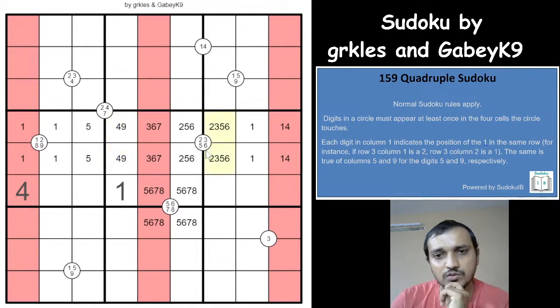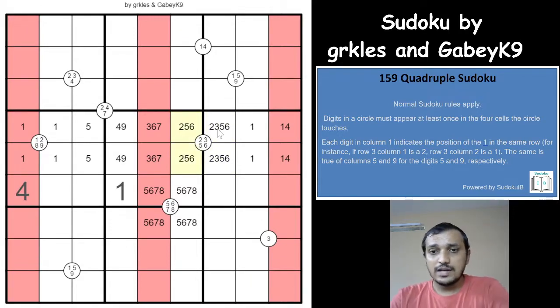So 3 is in one of these 2 cells. Oh, that's awesome. That is excellent, guys. Whatever digit, okay, so 3 is in one of these 2 cells. 2 also cannot be in one of these 2 cells. So these 2 cells would have to be 5, 6, and there is no possibility that you can have 5 and 6 both in these 4 cells.